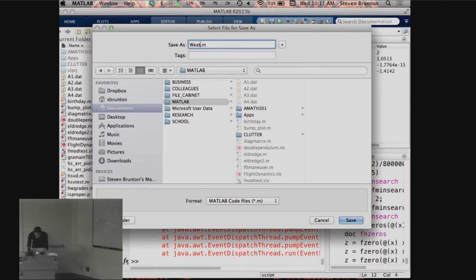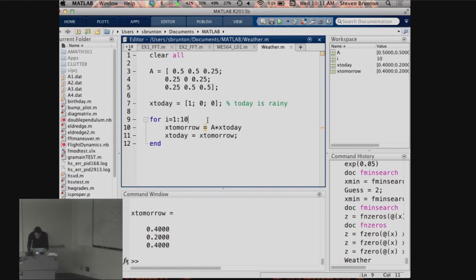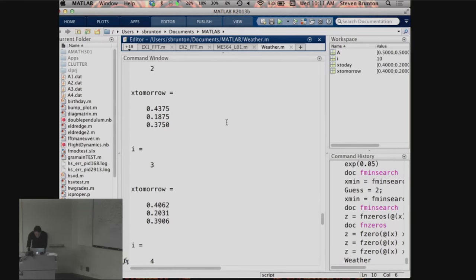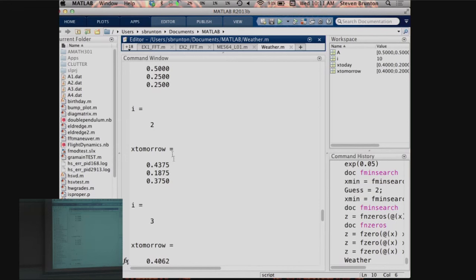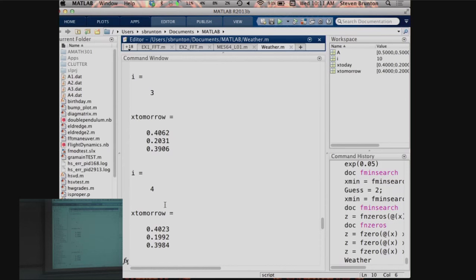I get all of my, maybe I'll just say what day it is. So day i. Okay, so tomorrow, 50% chance of rain, 25% chance cloudy, and 25% nice. Then 43%, 44% chance of rain on day 2, 20% chance nice, 40% chance cloudy. Okay, and notice it's starting to converge. And by day 6, we're pretty much at a steady state weather distribution.